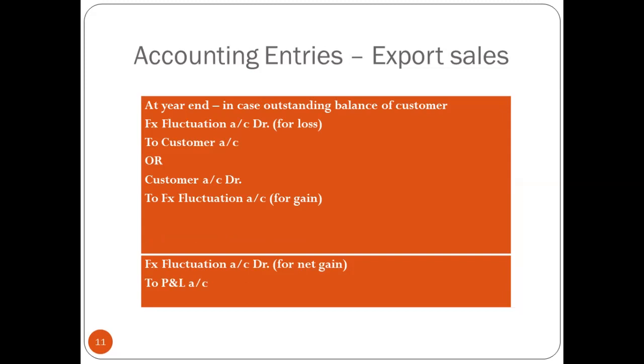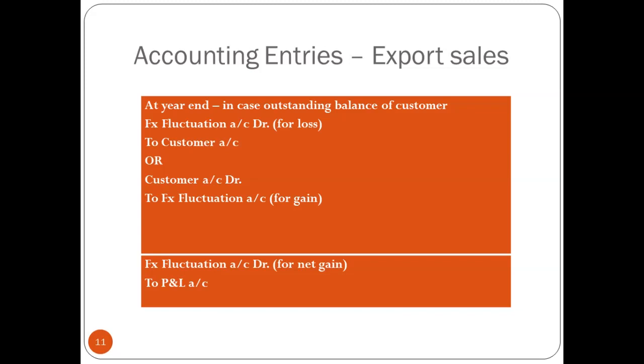Suppose you have a customer balance outstanding towards the end of the year. Again, you have to apply the foreign exchange rate at the end of the year, find out if there is a loss or a gain, and that will have to be accounted for. If there is a loss, the entry will be FX fluctuation account debit to customer account. And if there is a gain, the entry will be customer account debit to FX fluctuation account.